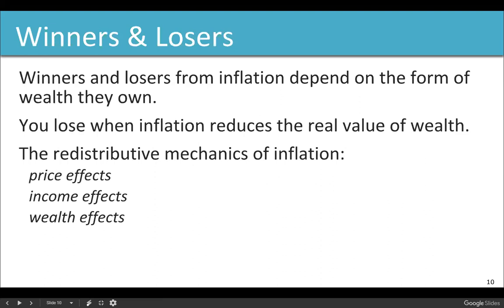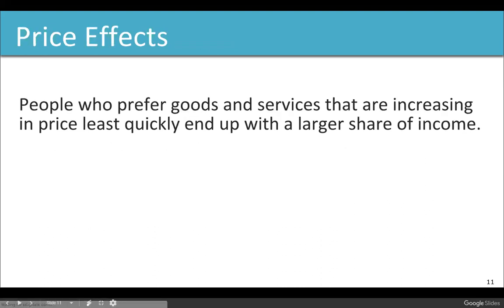So, ultimately, it depends on what you owe. Well, I'll just start here. Price effects. If the price of the products that you use is going up slower than the price of products that other people use, you're not getting hurt as bad.